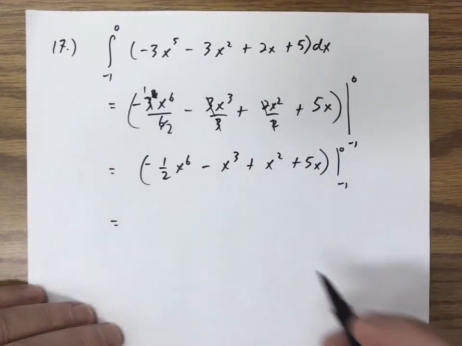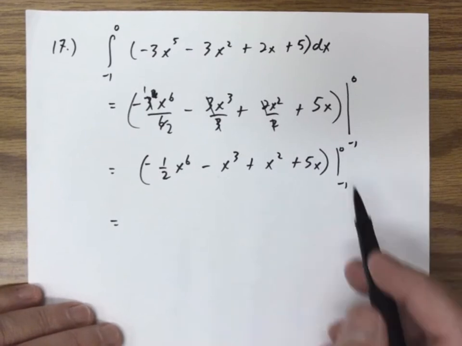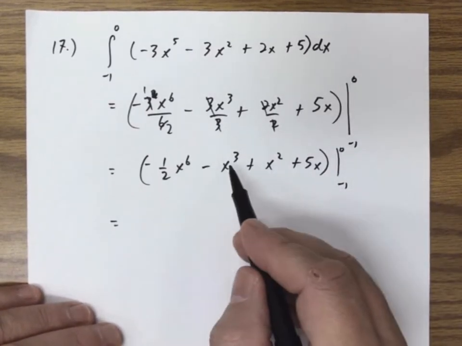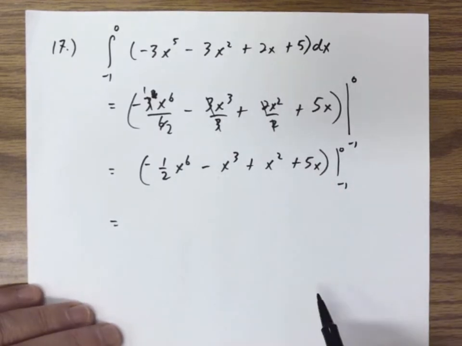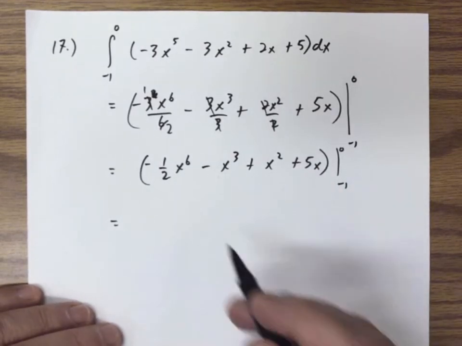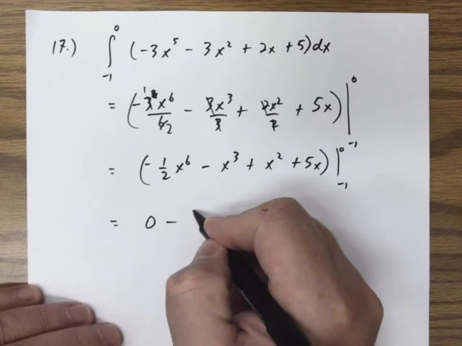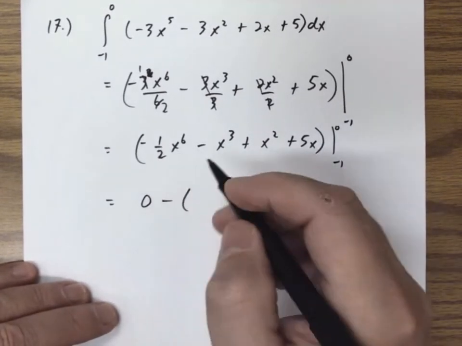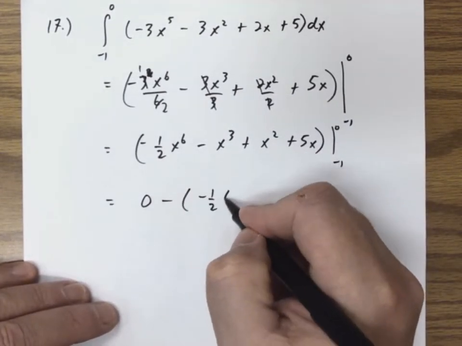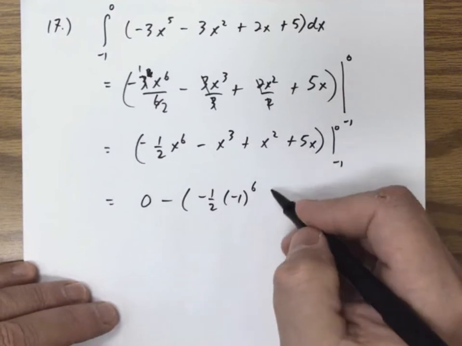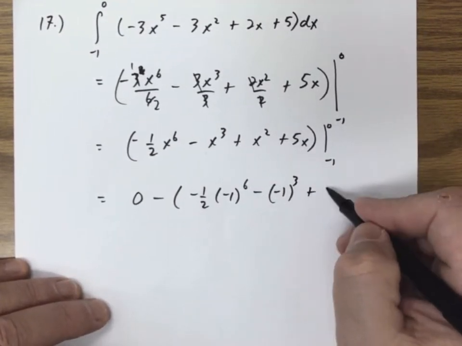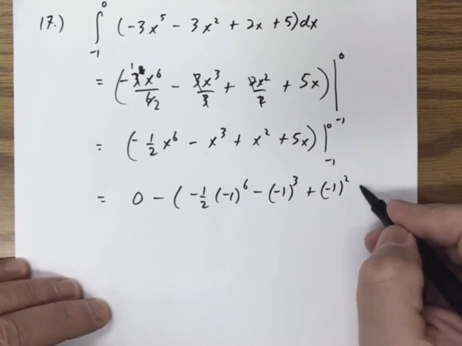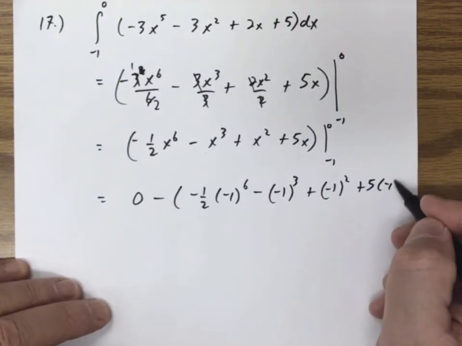So plug in zero. If you plug in a 0 for every x, what happens? Everything just goes to 0. So basically, I have 0 minus, now I plug in negative 1. So negative 1 to the 6th minus negative 1 to the 3rd plus negative 1 squared plus 5 times negative 1.